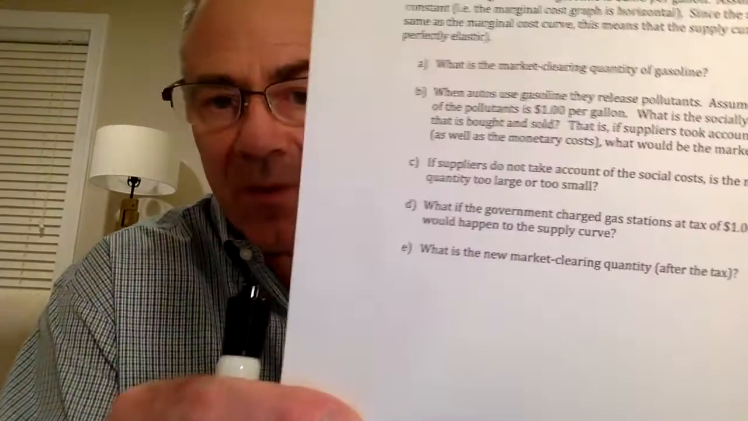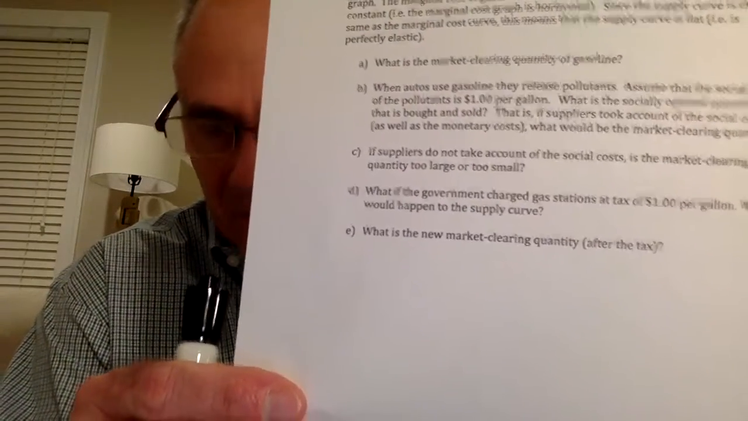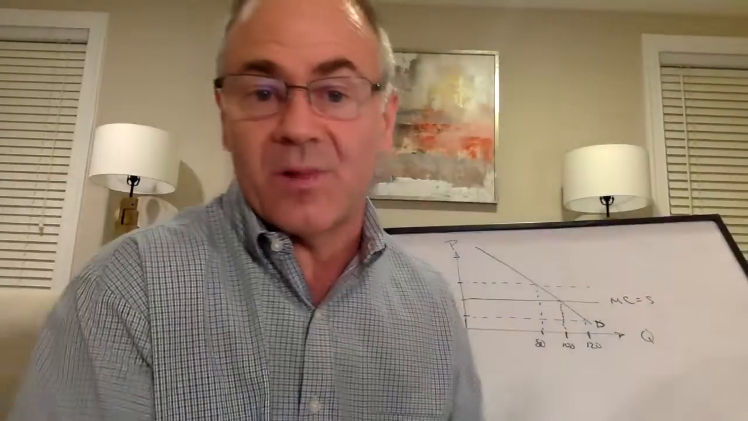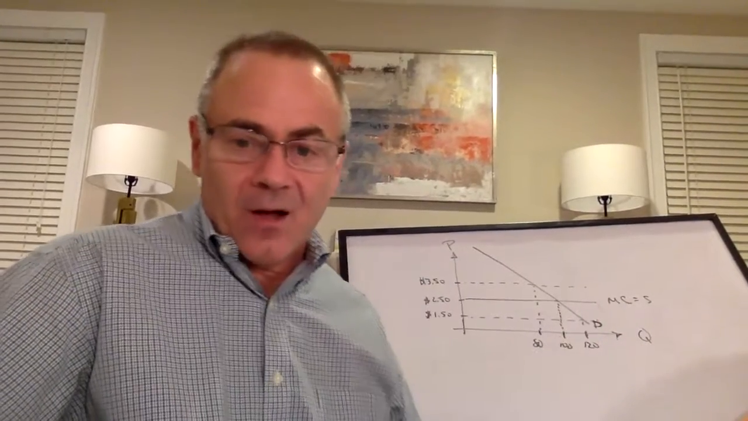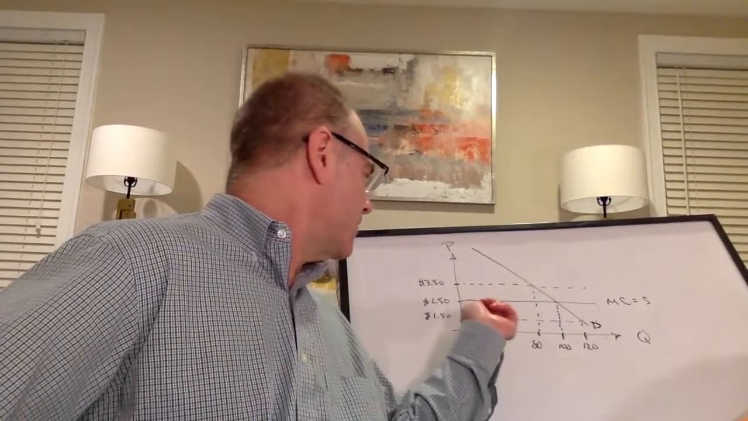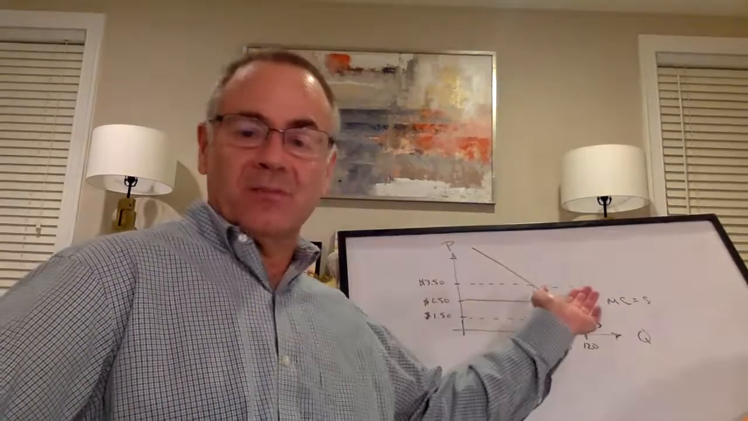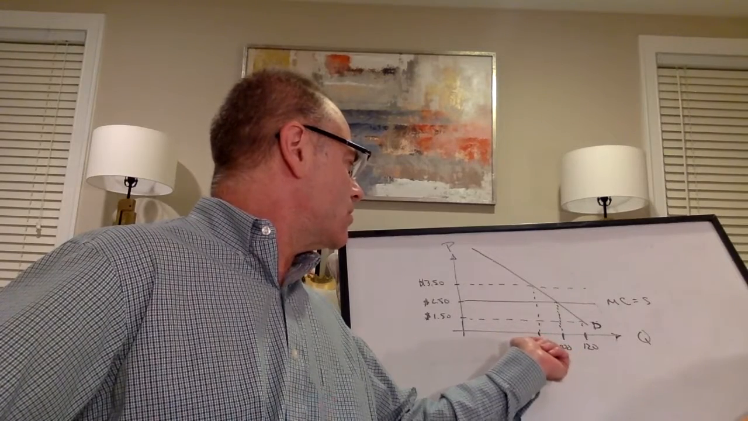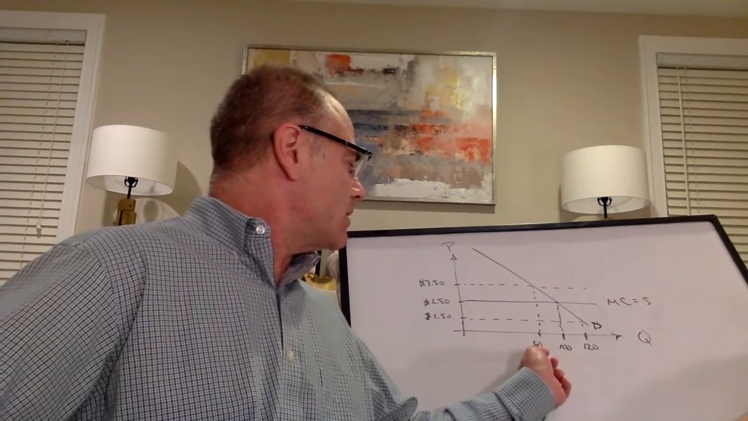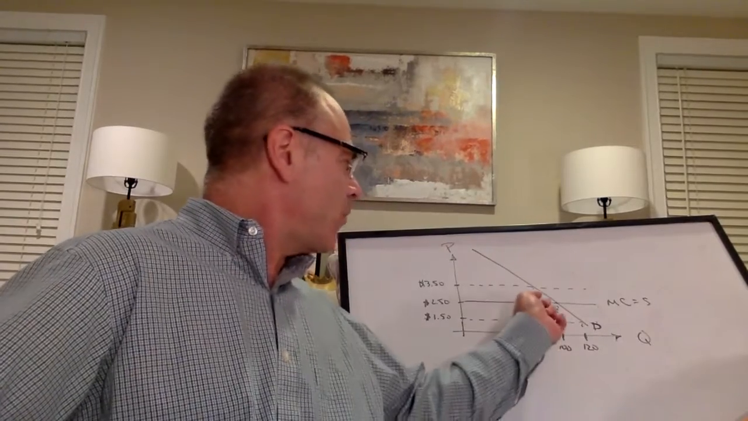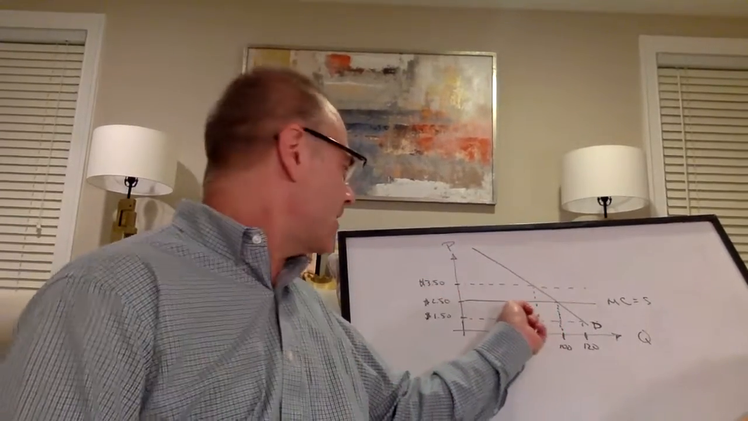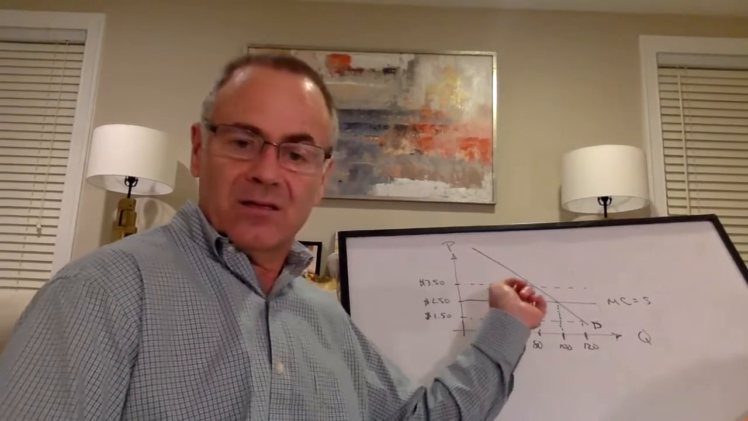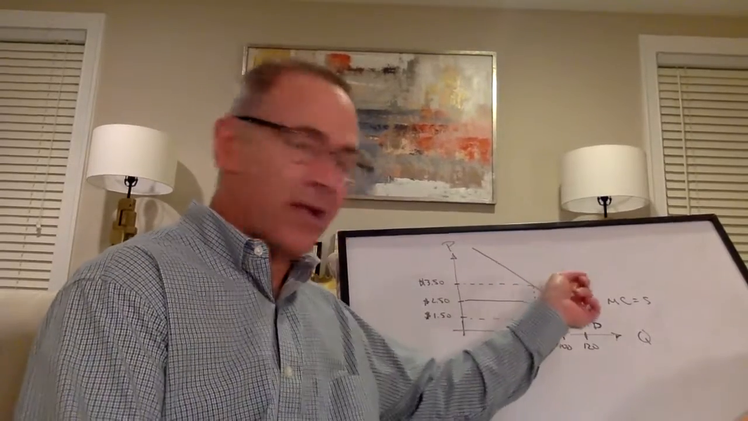D. What if the government charged gas stations a tax of $1 per gallon? What would happen to the supply curve? Now, if I'm a gas station owner, and the way we build this supply curve is we ask, to sell 80 gallons, what price do you need to get? Before this tax, I would say 250. It's actually at every quantity. We would ask what you would need to be paid to sell that quantity, and every answer would be 250.